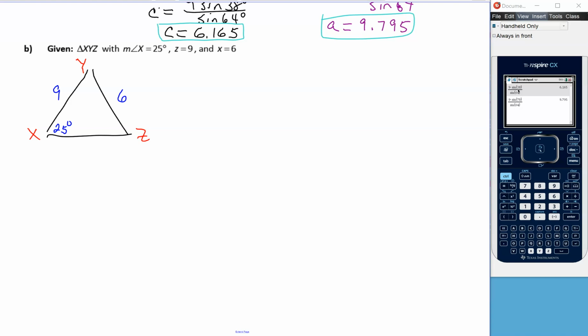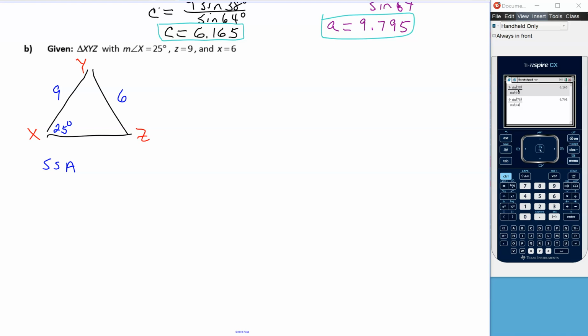This is a side-side-angle. Since the angle is not where the two sides meet, or the angle is not in between the two sides, we're still going to use the law of sines, but this will be an ambiguous case, meaning we may get 0, 1, or 2 solutions. Let's set up what we can with the law of sines.